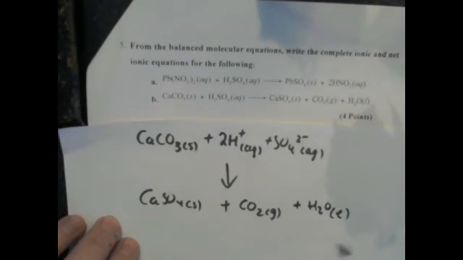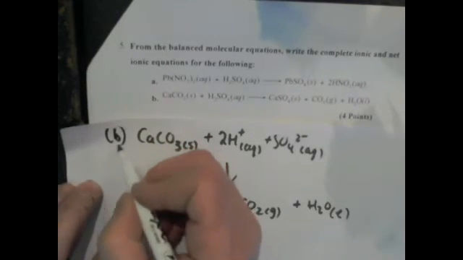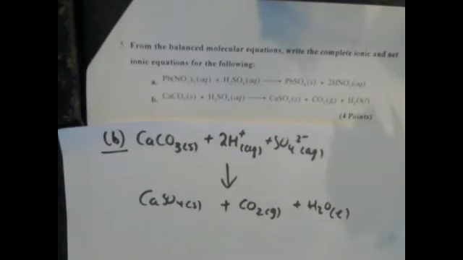So what's weird about this one, or nice about it from your perspective, is that the complete ionic with all of the spectator ions in place and the net ionic are the same thing. There's no spectator ions to cancel. So at this point, we're done and we can move on. So that's kind of nice. All right, that makes it easy.